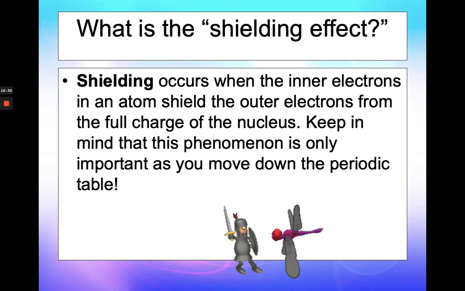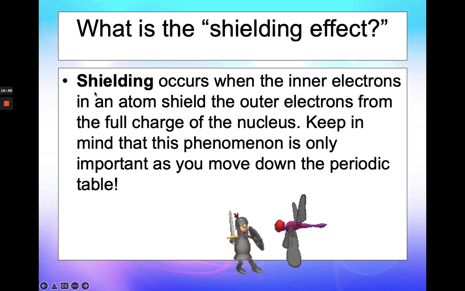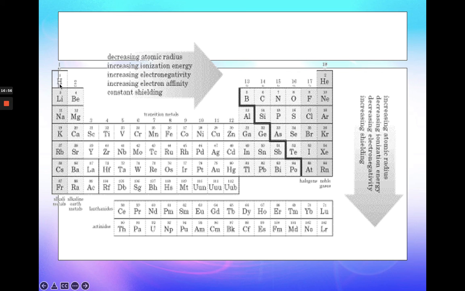Shielding occurs when the inner electrons in an atom shield the outer electrons from the full charge of the nucleus. Keep in mind that this phenomenon is only important as you move down the periodic table. Again, remember, we're adding electrons to the same energy level, and really shielding just says how many energy levels are between me and the nucleus. So that's constant. Hydrogen or helium have no energy levels between it and the nucleus, lithium all the way through neon have one energy level between it and the nucleus.